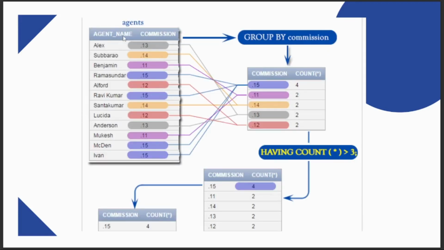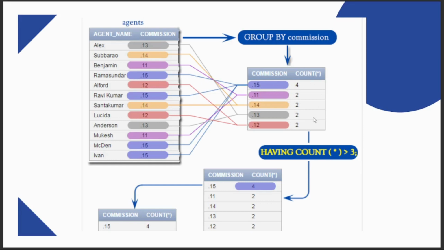So suppose this is a table of agents where you have the agent name and the commission. Okay, this is the commission: 0.13, 0.14, 0.11. First, you take the count of people who have this commission. Suppose for commission 0.15 you have the count as 4, and for commission 0.11 you have the count as 2. So this is basically the count for each amount of commission.